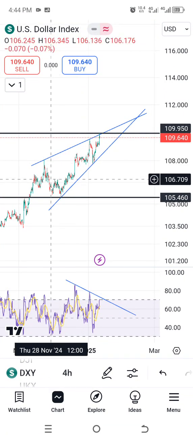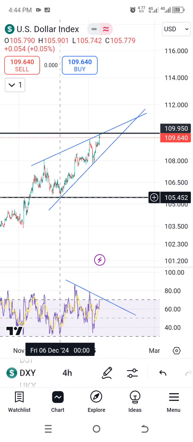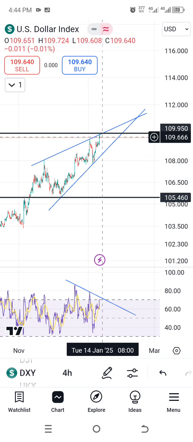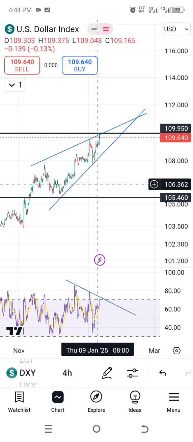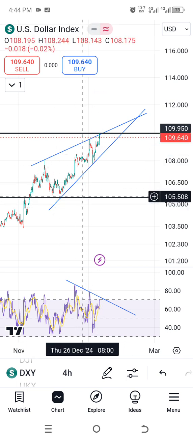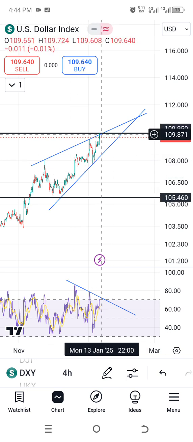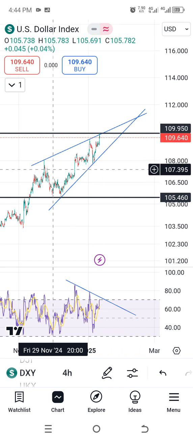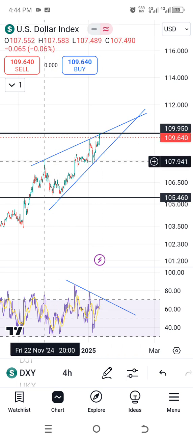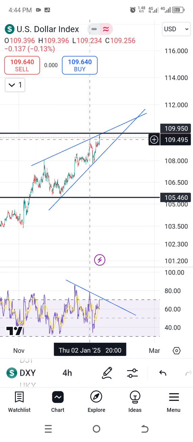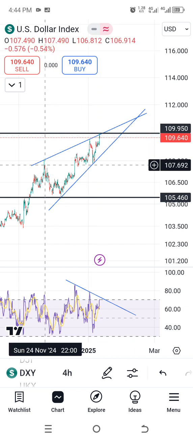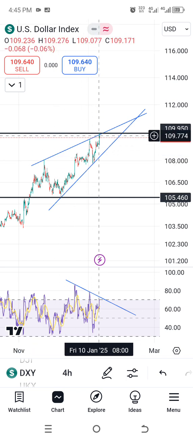What are we seeing? We are seeing the dollar index moving in a rising wedge pattern. The US dollar has reached the high, which is the dollar index. This was the first resistance zone, this is the second, and this is the third, because it's the first and the second that we used to know the third.